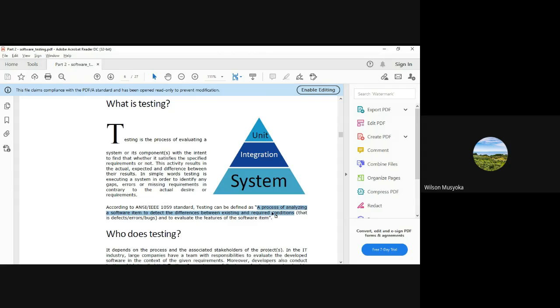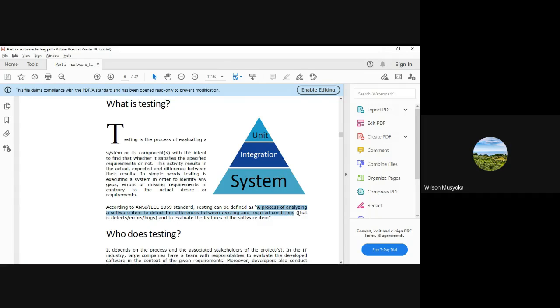So, like we were defining last week, we were saying that there is that expected output and there is the actual output. So, when you check the actual against the expected, or against the standard, then you can be able to tell whether that software object has achieved its required expectation or it has not achieved its required expectation, and then you can say whether it is of quality or not of quality.